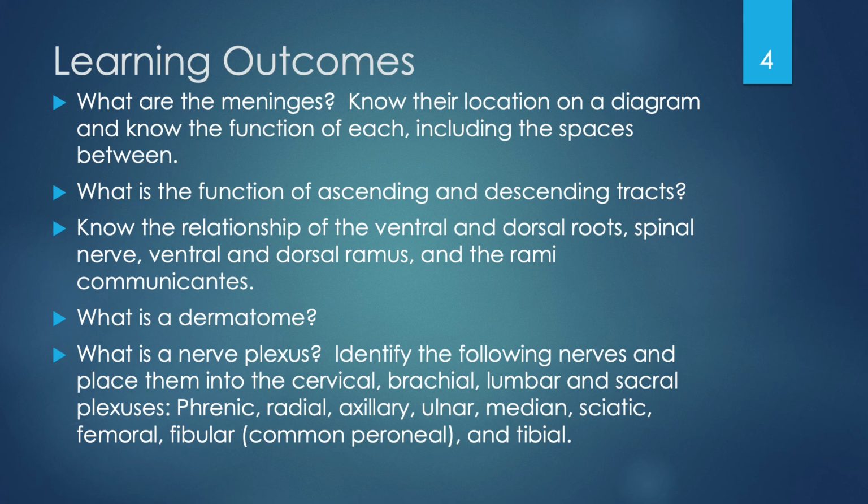Identify the following nerves and place them into the cervical, brachial, lumbar, and sacral plexuses: the phrenic, radial, axillary, ulnar, median, sciatic, femoral, fibular, which is also known as the common peroneal, and tibial.